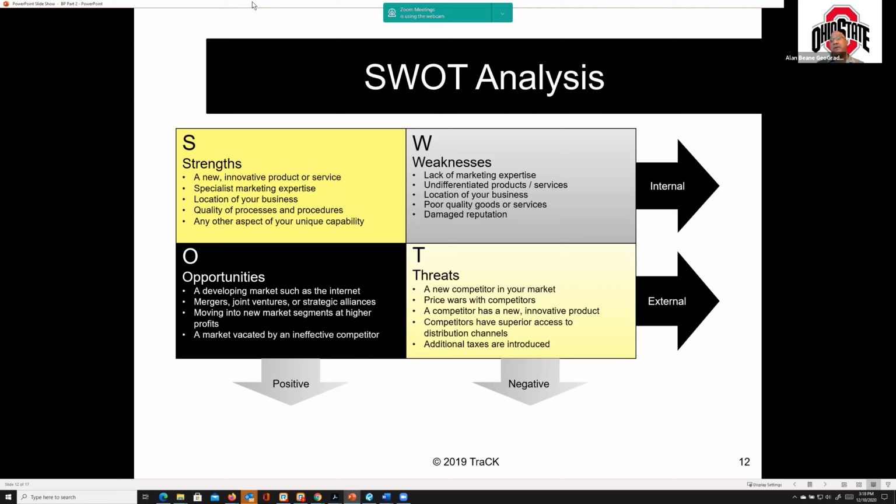They may have superior access to people and processes and products. Another threat may be some additional taxes or levies or different things might get introduced, and that could be a threat to getting profitable work. All right, so again, this is what kind of goes into, or the result of doing a SWOT analysis for your particular product or service of the business that you are either getting into or are currently in.